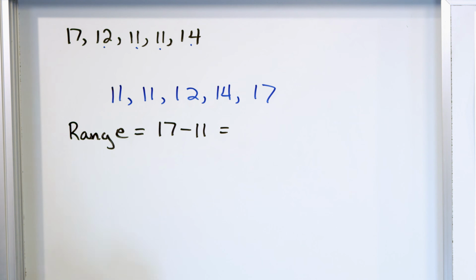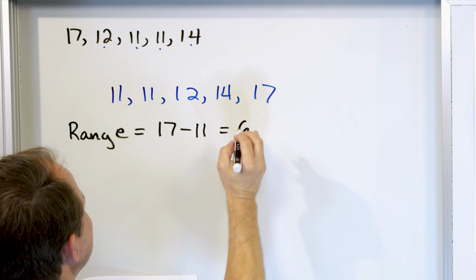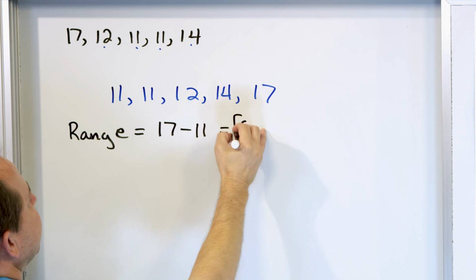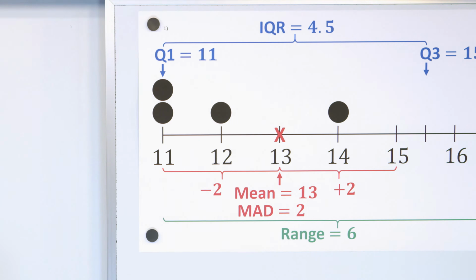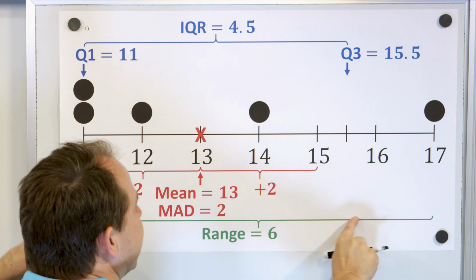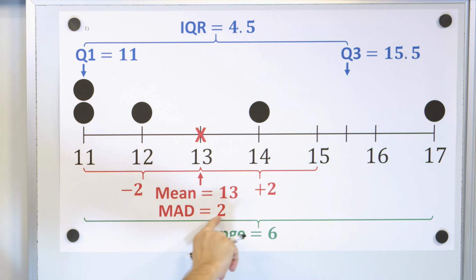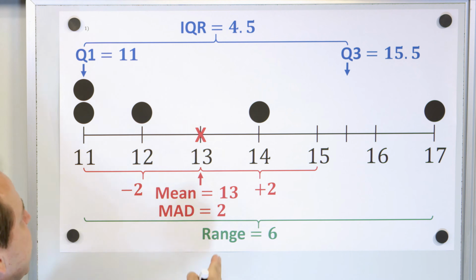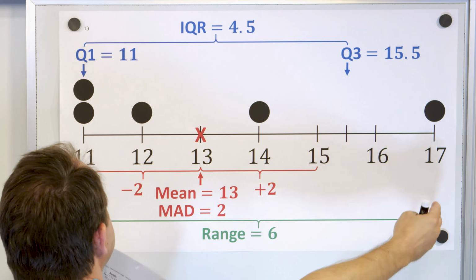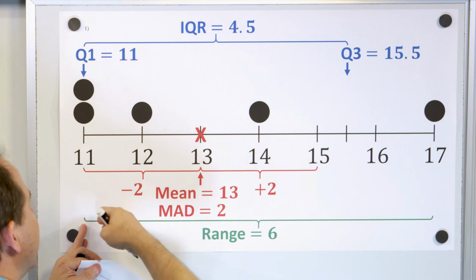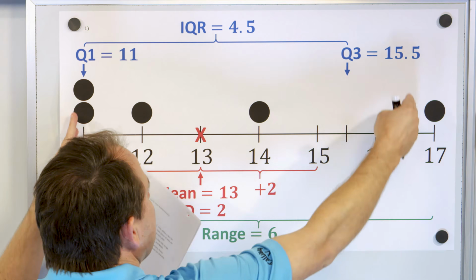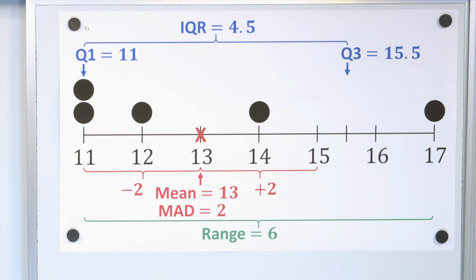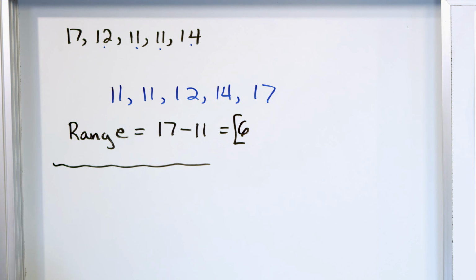So 17 minus 11 is 6, and so the range of this data is equal to 6. On our chart, we can just draw a curly brace that extends from the largest number all the way to the smallest number, and then we can see that the range is equal to 6. It is literally telling us how broad the data is because it is showing us the envelope in which all of our data lies. All right, now that we know the range, let's move on to the interquartile range.